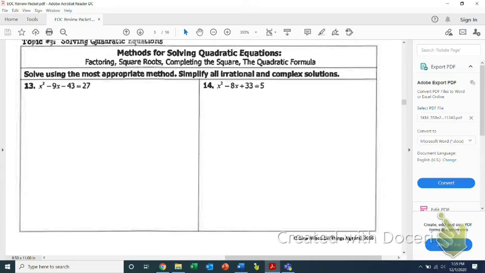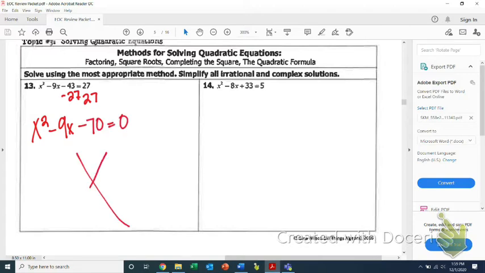on 13 through 21, these are solving quadratic equations, okay? So, the first one, let's go ahead and do the big X. Before we do the big X, though, what do I have to do with 27? I have to move it over. Everything has to be on one side. It all has to be set equal to 0. So I have x squared minus 9x minus 70 equals 0. Okay?